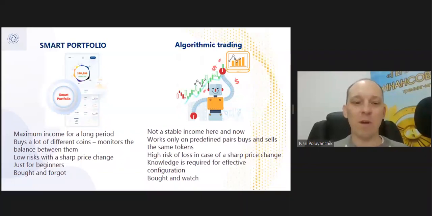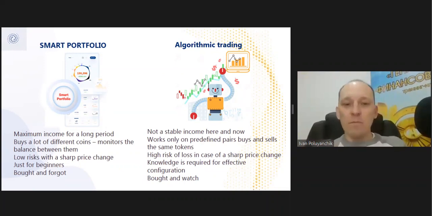So what is the purpose of Smart Portfolio? Smart Portfolio gives you maximum income over a long period of time, because there are always cycles of ups and downs, peaks and troughs in the market. There were different situations in the currency market, stock market, and the Smart Portfolio's main task is to ensure maximum income over a long period of time.